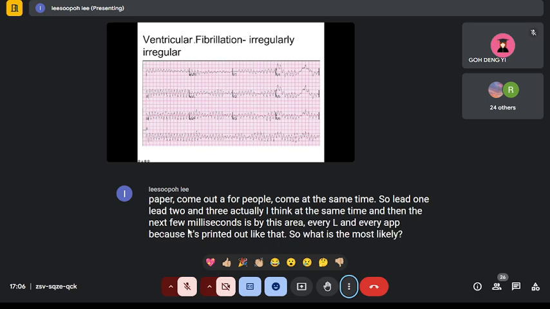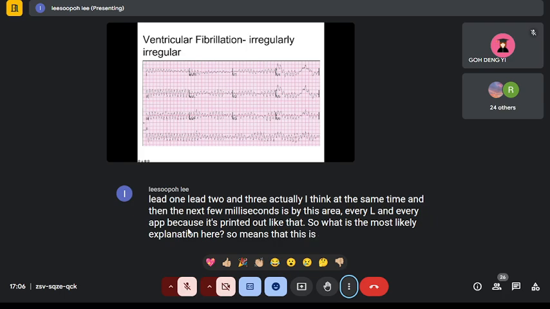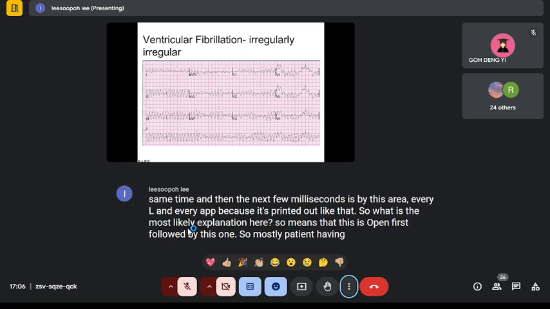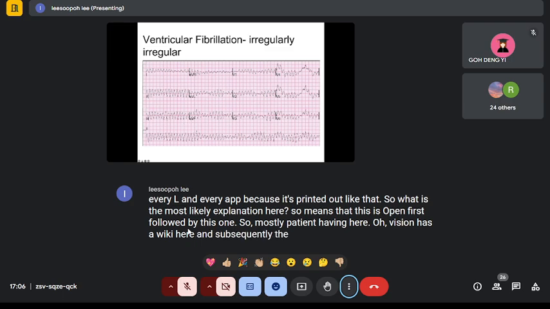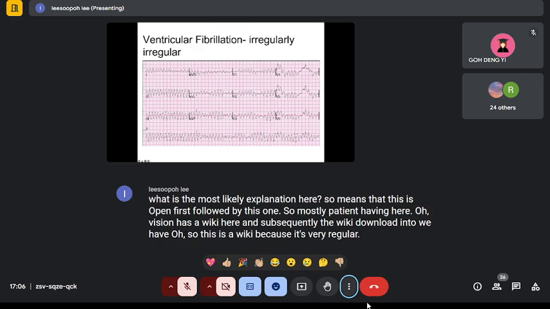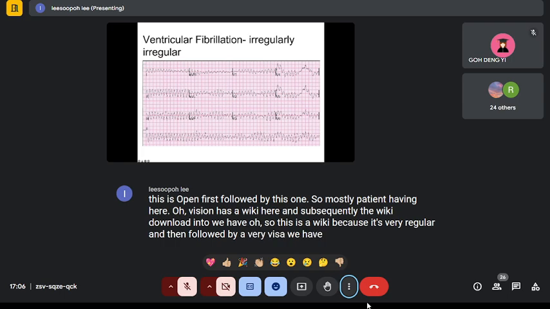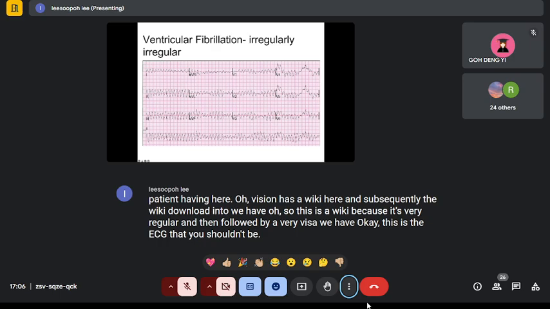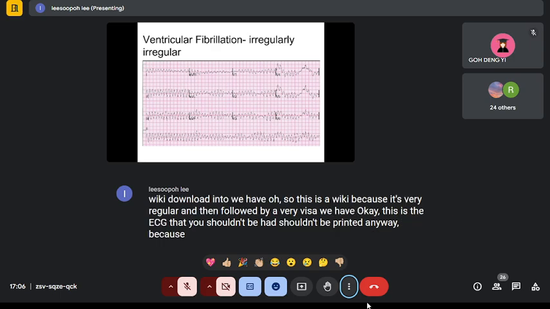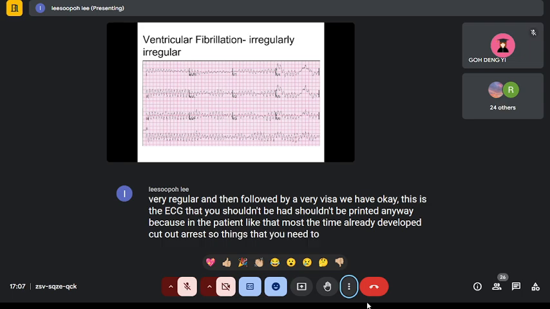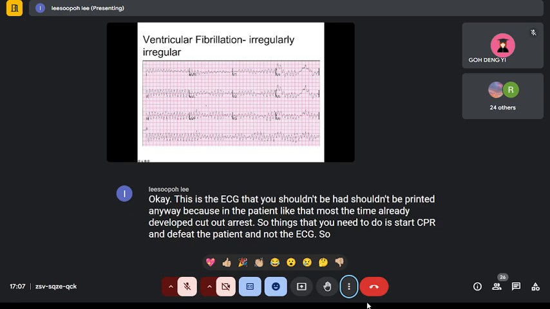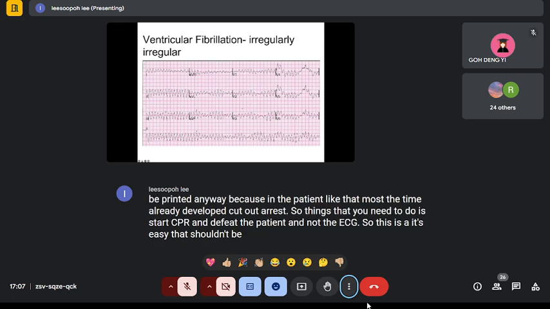So what is the most likely explanation here? This happened first, followed by this one. So most likely the patient has ventricular tachycardia here, and subsequently the VT develops into VF. This is a VT because it's very regular, and then followed by a very bizarre VF. This is an ECG that shouldn't be printed anyway, because in a patient like that, most of the time they have already developed cardiac arrest. What you need to do is start CPR and defib the patient, not do the ECG. So this is an ECG that shouldn't be taken in the first place.